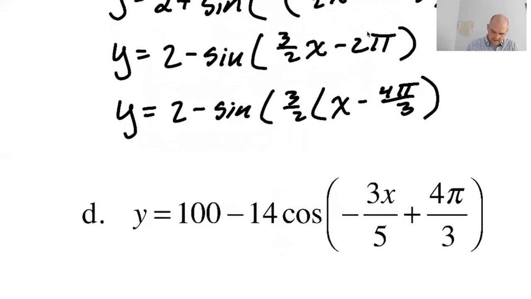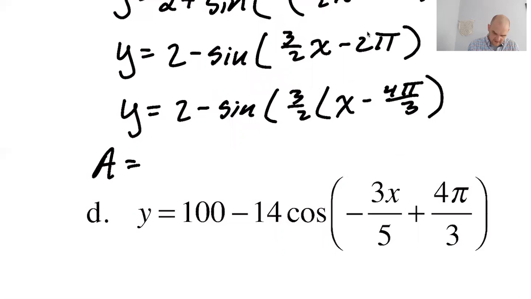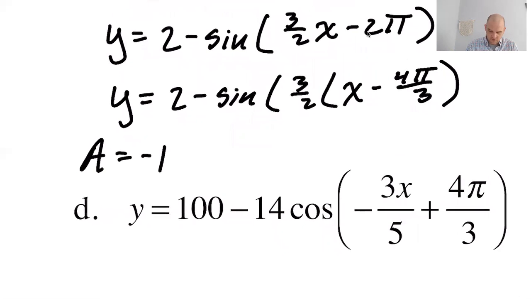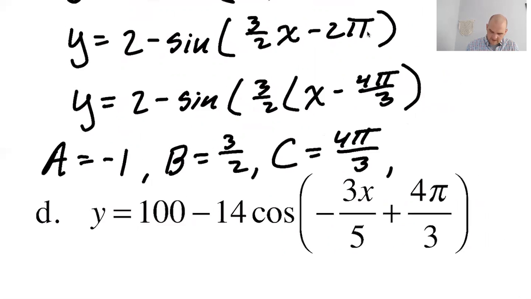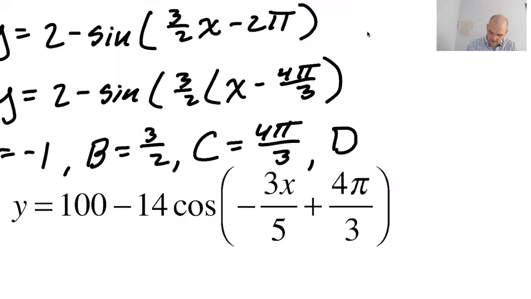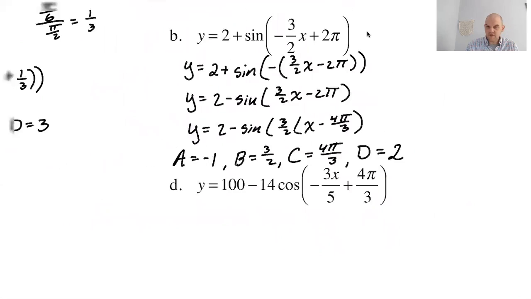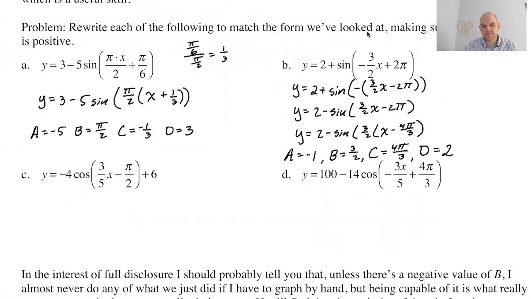Okay, so A is the coefficient of sine, which is -1, which flips the pattern. It just flips the pattern. It doesn't change the amplitude. The amplitude is 1, which is the normal amplitude. B is 3/2. C is 4 pi over 3. And then D is 2. So we want to be able to identify those things because you need to know them.